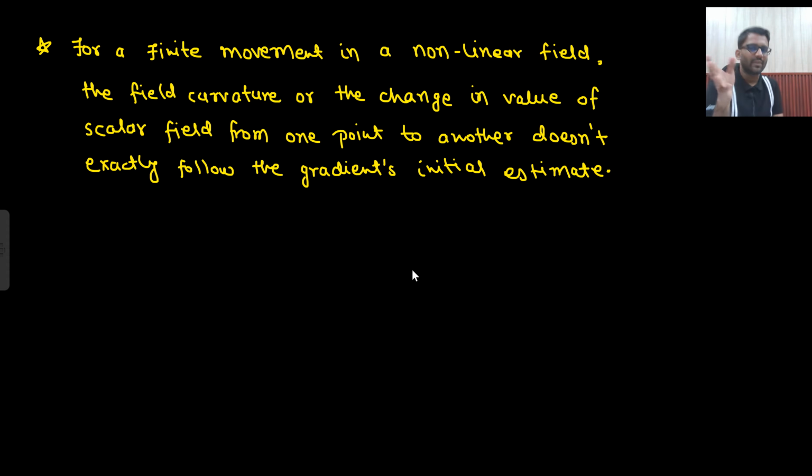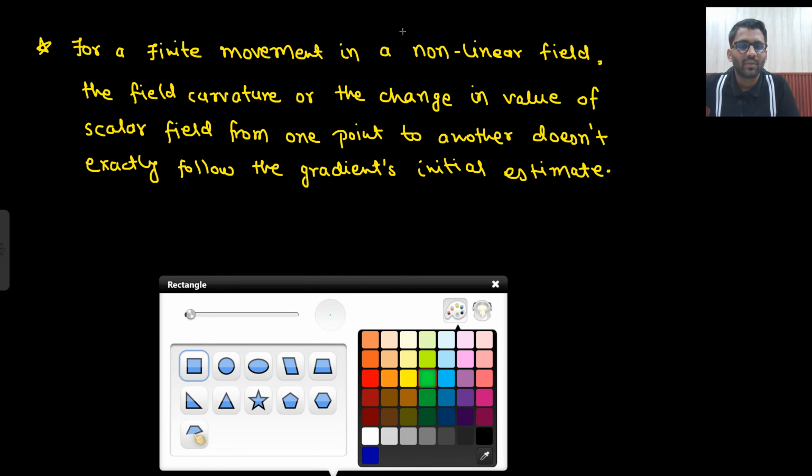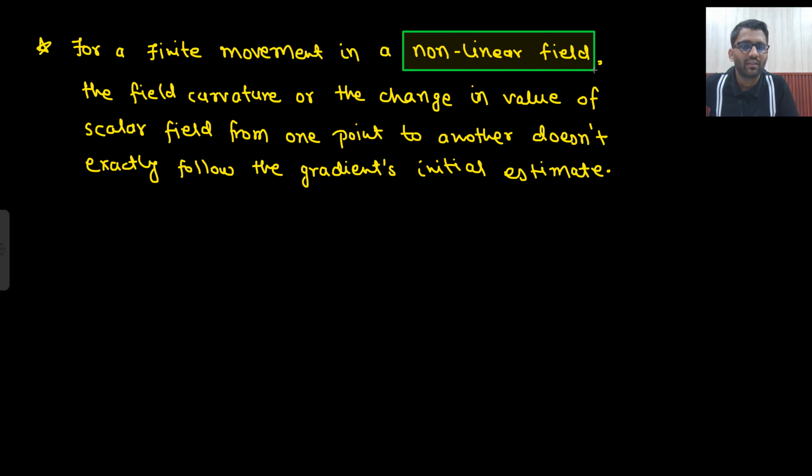So this is just the statement I have written, which I told previously: for a finite movement in a non-linear field, the field curvature, or the change in the value of the scalar field from one point to another point, doesn't exactly follow the gradient's initial estimate. So what was the initial estimate? That it will talk about the maximum change, but that change is not the same.